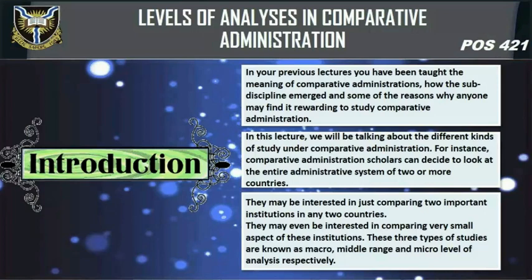For instance, comparative administration scholars can decide to look at the entire administrative system of two or more countries. They may be interested in just comparing two important institutions in any two countries. They may even be interested in comparing very small aspects of these institutions. These three types of studies are known as macro, middle range, and micro level of analysis, respectively.